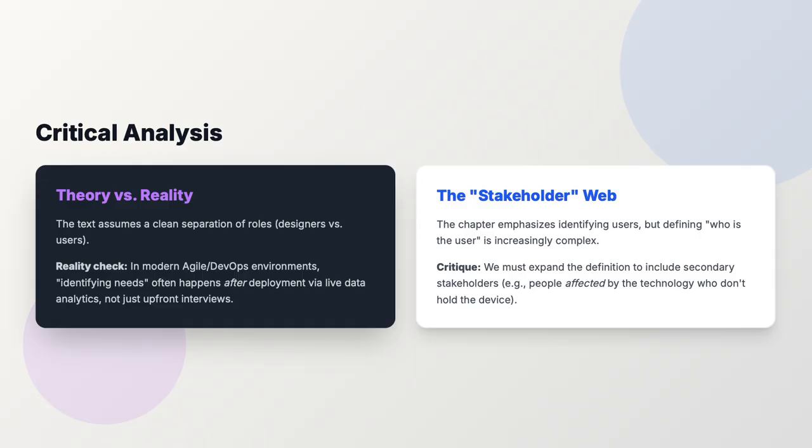Secondly, the stakeholder web is messier than described. The text mentions stakeholders, but in practice, business stakeholders often override user needs due to budget or time constraints. The star model is excellent in theory, but in a corporate environment with strict deadlines, true nonlinear flexibility is rare. We often end up with a compressed waterfall disguised as agile.